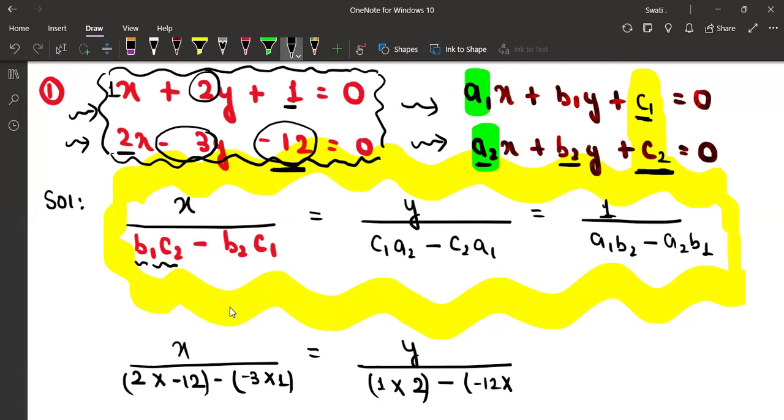a1 is 1. So 1 is equal to 1 upon a1 into b2. What is a1 here? a1 is 1 into b2. What is b2? b2 is -3, minus a2. What is a2? See, this is a2, that means 2. And then into b1. What is b1 here? 2. So it's 2. Did you understand this step?